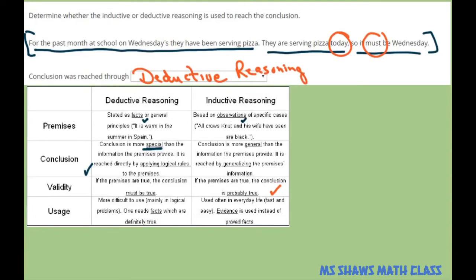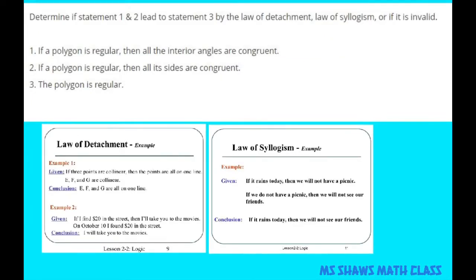Okay. The next one. We're going to determine if this is law of detachment, law of syllogism, or neither, or invalid. If a polygon is regular, then the interior angles are congruent. If a polygon is regular, so that's the same P, then all its sides are congruent, so that's something different. So we'll call this P and R.